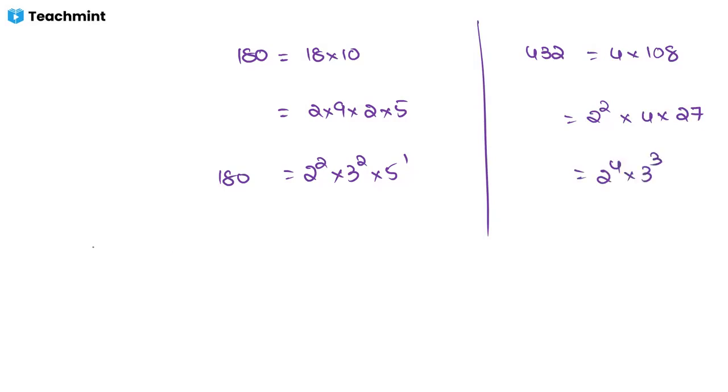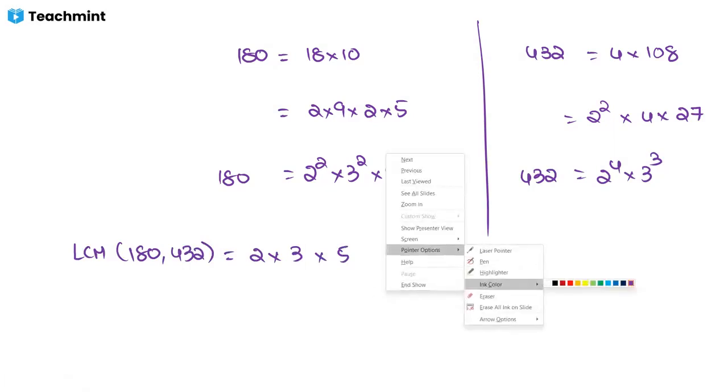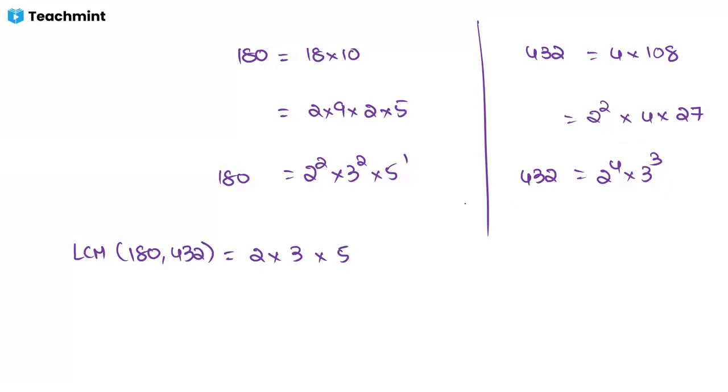Now listen, if you want to do LCM, what are the prime numbers involved among these two, 180 and 432? The prime numbers involved are 2, 3, and 5. Take the highest power of each one. For 2, the highest power is 4. For 3, the highest power is 3. For 5, the highest power is 1. This is how we should do LCM.